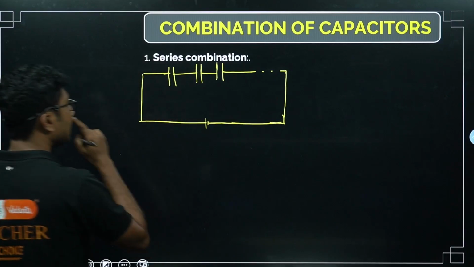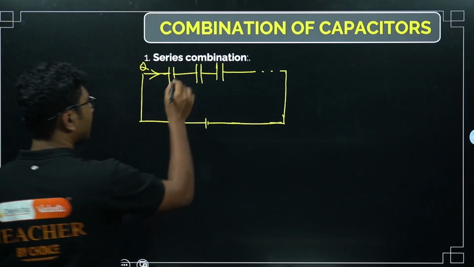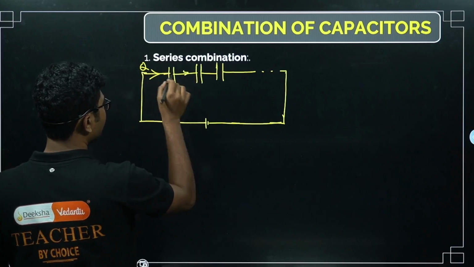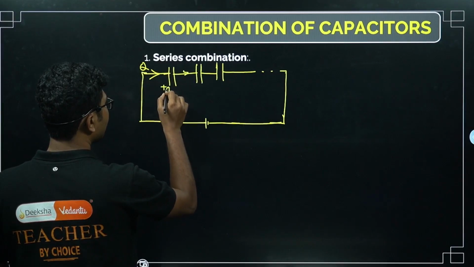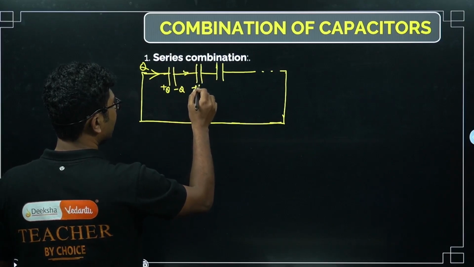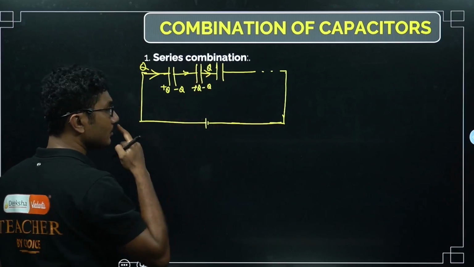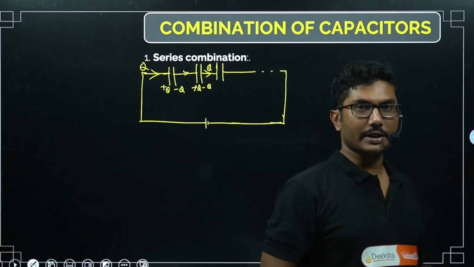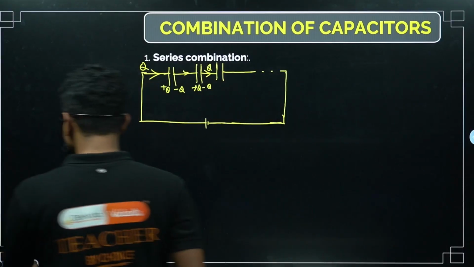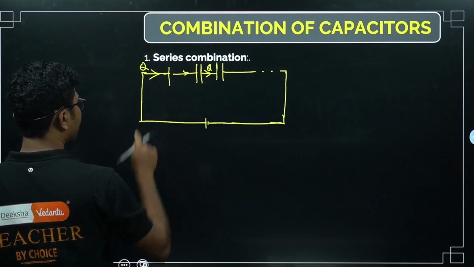What is constant in this case? The only thing constant is the charge flowing through each of the capacitors. If charge Q passes through this, this plate will have plus Q and this will be minus Q. Then another plus Q will be induced in the next, plus Q minus Q, like this. So the total charge flowing through each of the branches will be Q. So Q is constant here, potential is not. Each of them has a separate potential.